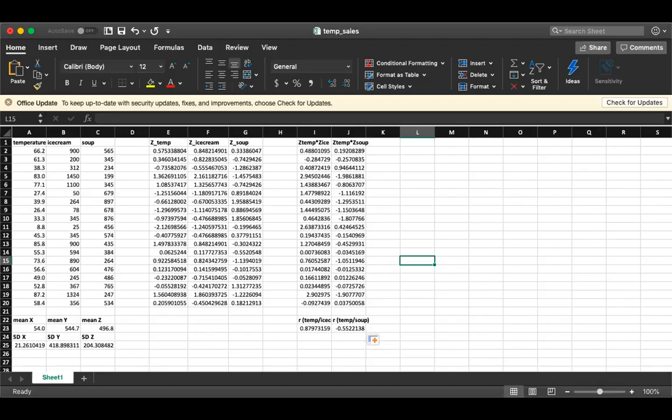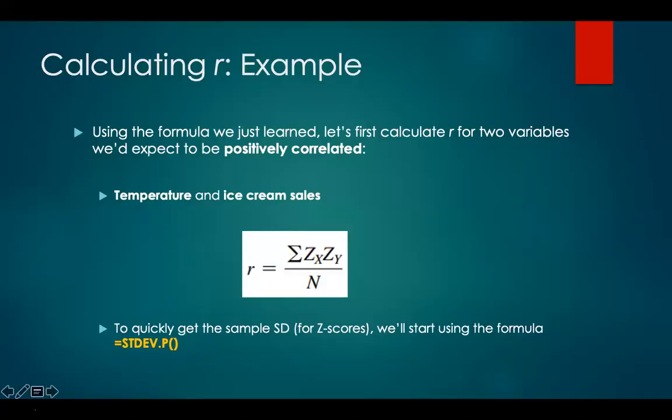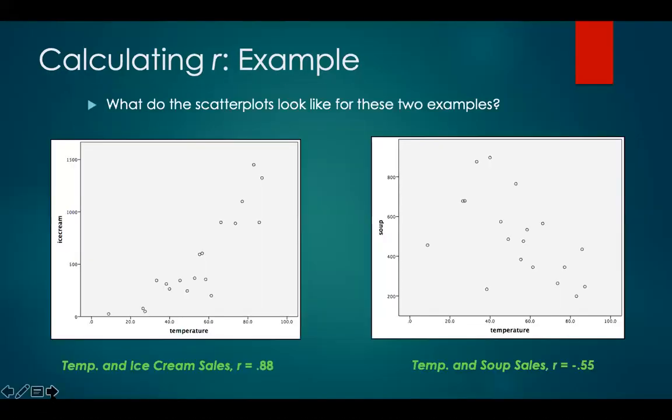Now let's move back over to PowerPoint. So what do the scatter plots look like for the two examples? Here is temperature and ice cream sales, we have an r of 0.88, indicating a positive relationship, and a strong one because it's close to one. As temperature increases, so do ice cream sales in dollars. Now, the relationship between temperature and soup sales is also fairly large, slightly smaller, but it's negative. So as temperature goes up, soup sales go down.